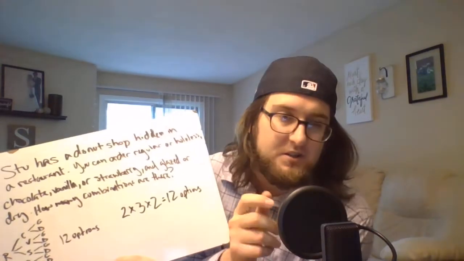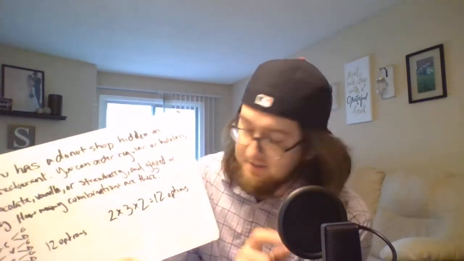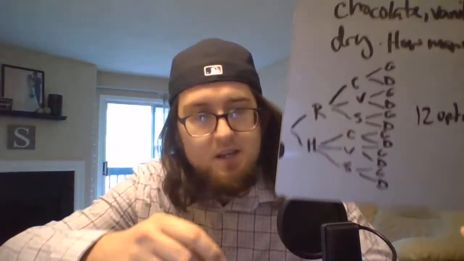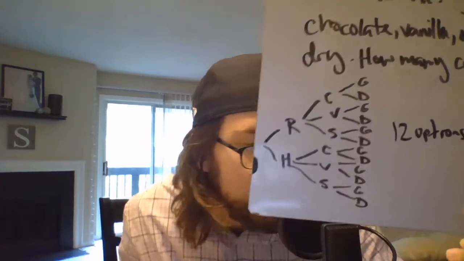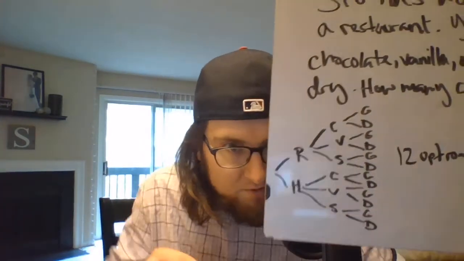We've got chocolate, vanilla, or strawberry. That's another of the choices. And then we've got glazed or dry. That's the other choice. How many combinations are there? So you can do this two ways. You can make a tree diagram, which works fine here, but even this small amount of options got really tight.